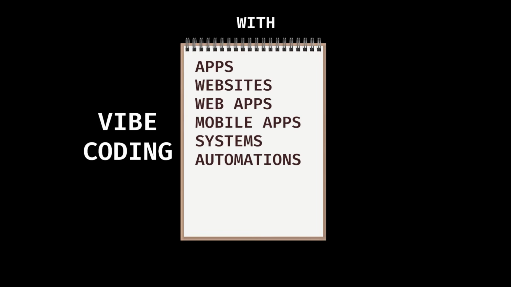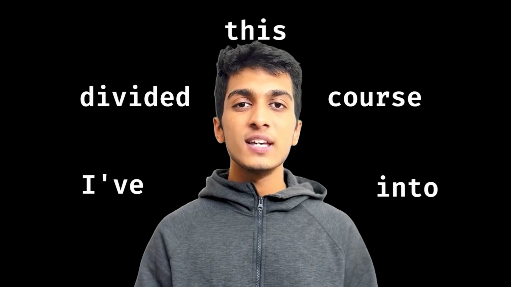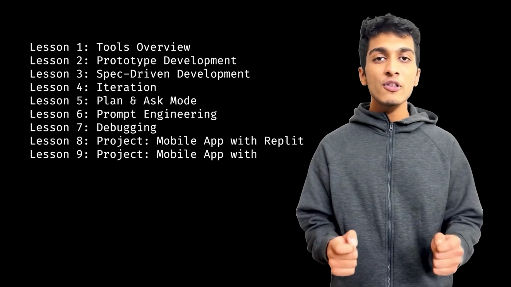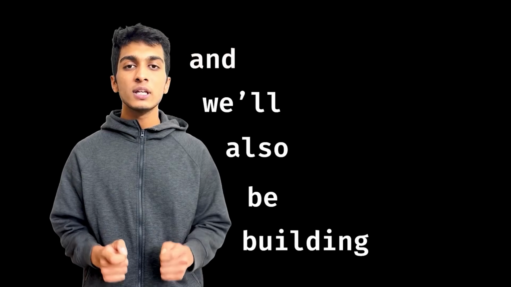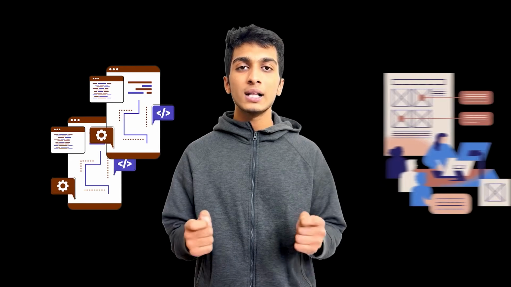In this course, I will teach you how to vibe code from start to finish. By the end of this course, you will be able to build apps, websites, web apps, mobile apps, systems, and automations with vibe coding and AI. I've divided this course into multiple lessons, which will cover all the skills you need to vibe code useful applications. And we'll also be building 3 real-life projects, 2 of which will be mobile apps and 1 client project.